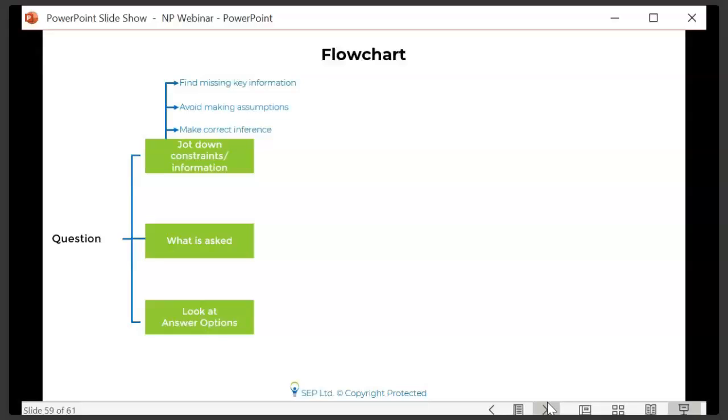And I showed you that if you're not writing the inferences and jotting down the constraints properly, you are making a mistake. It is also very important for you to jot down these mistakes. Make a note of it, track it.